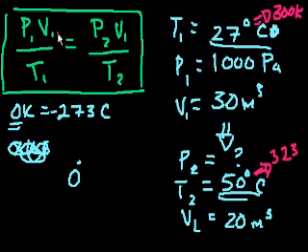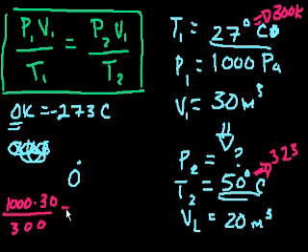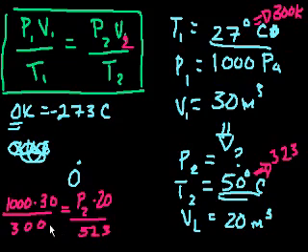So now we can substitute into this formula. P1, 1,000 pascals, times V1, 30, divided by the first temperature, remember to do it in Kelvin, 300, is equal to P2, that we don't know, times V2, 20, divided by our new temperature, 323. We could simplify this. We could take 2 zeros off of here, 2 zeros off of here, and take a 3 out of here and a 3 out of here, and we're left with 100. That was 30,000 divided by 300, so that's 100 on the left-hand side.